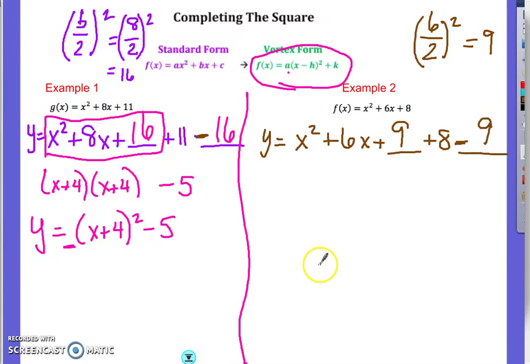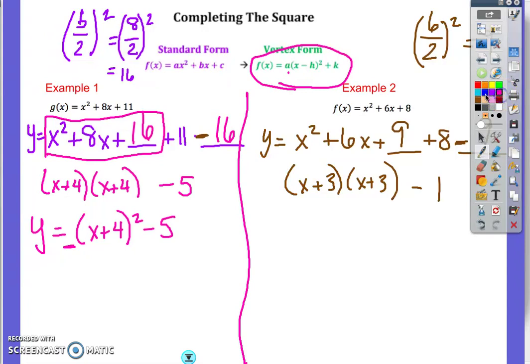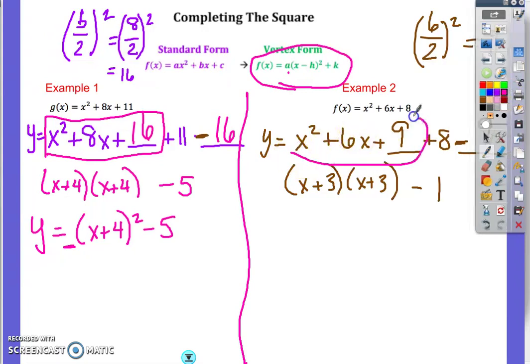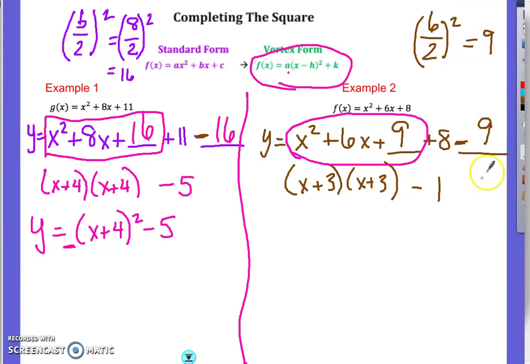Okay, so if I put 9 in my blanks, if I factor this, I'd have x plus 3 and x plus 3. And negative 1. If I subtract 9, again, this part is what you're factoring. Okay, this part is going to become k. Once you have written that, we can square it. Remember, they're supposed to be the same thing. And then we're in vertex form. Okay?